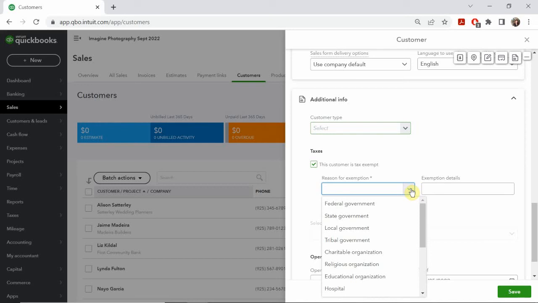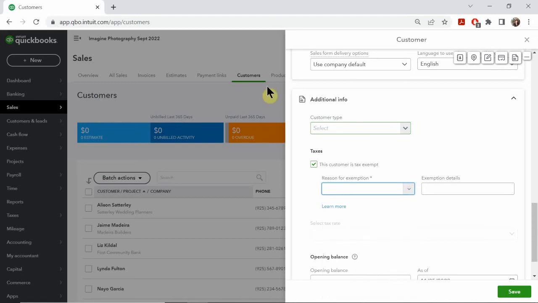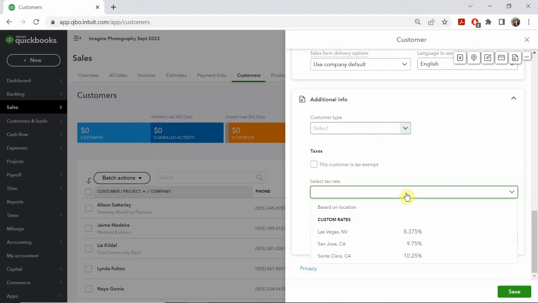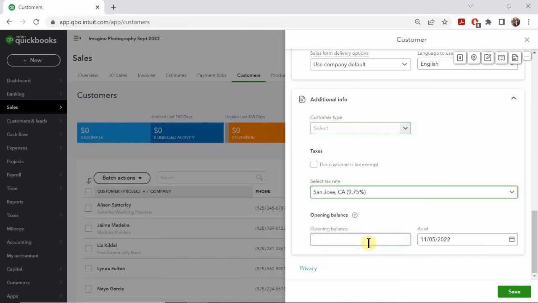And so on and so forth. So again, they might be one of those individuals where they might be tax exempt. But in this case, this person is fully taxable, so there's no need to select that they are tax exempt. Okay. Sales tax rate. Since they live in San Jose, they're going to be taxed at San Jose tax. Okay. And then, of course, opening balance, nothing there.